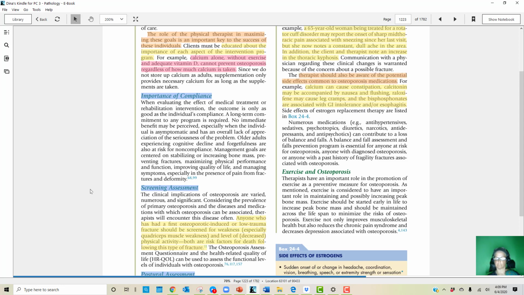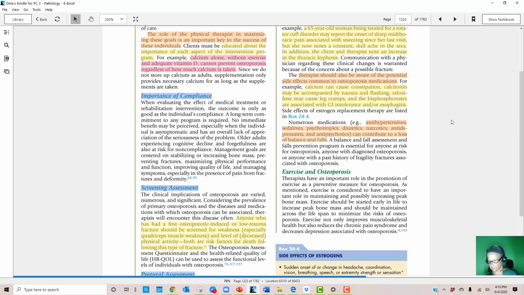Numerous medications, for example, antihypertensives, sedatives, psychotropics, diuretics, narcotics, antidepressants, and antipsychotics, can contribute to a loss of balance and falls. A balance and fall assessment and falls prevention program is essential for anyone at risk for osteoporosis, anyone with diagnosed osteoporosis, or anyone with a past history of fragility fractures associated with osteoporosis.